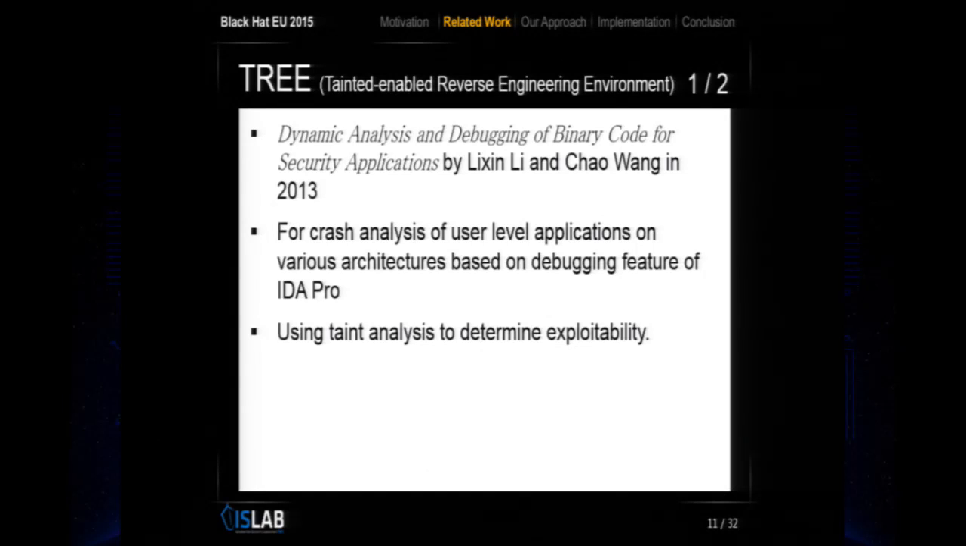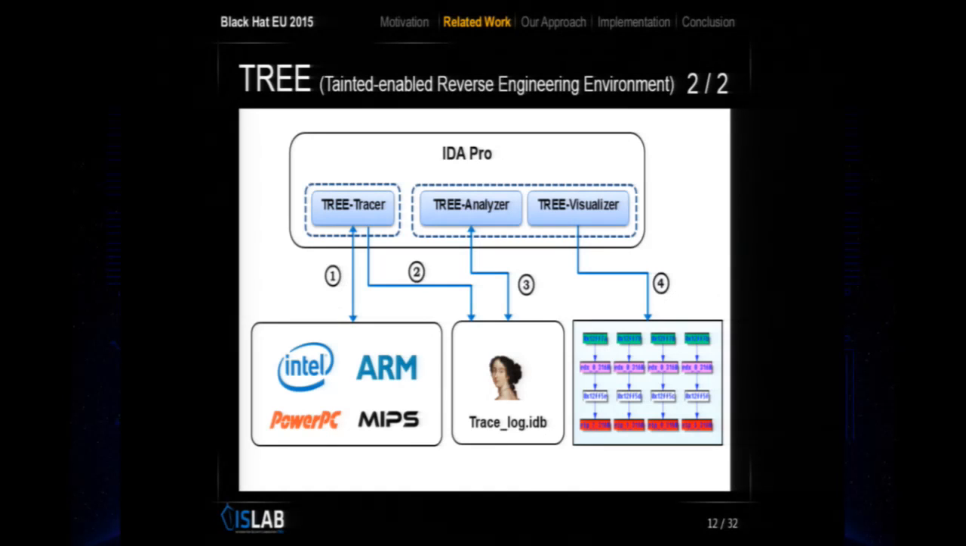The next related work is Tree. It was presented in 2013, and this is also for crash analysis of user level applications. The principle of operation is almost the same with VDT, but they claim that it can support various architectures. Tree is a plugin of IDA Pro.